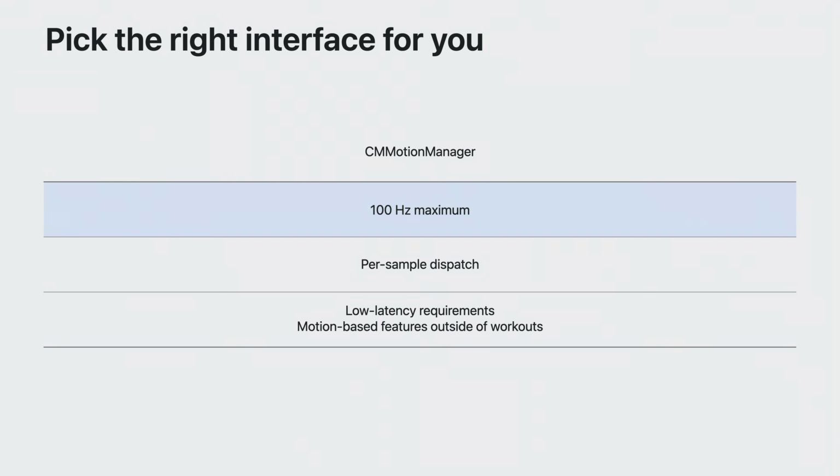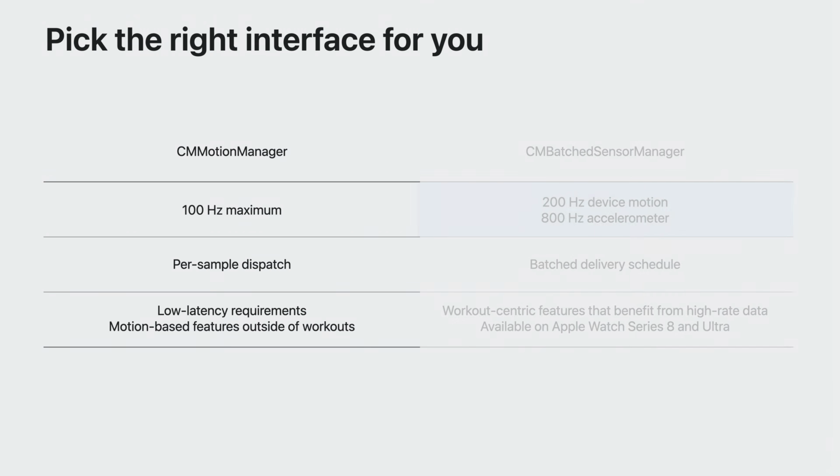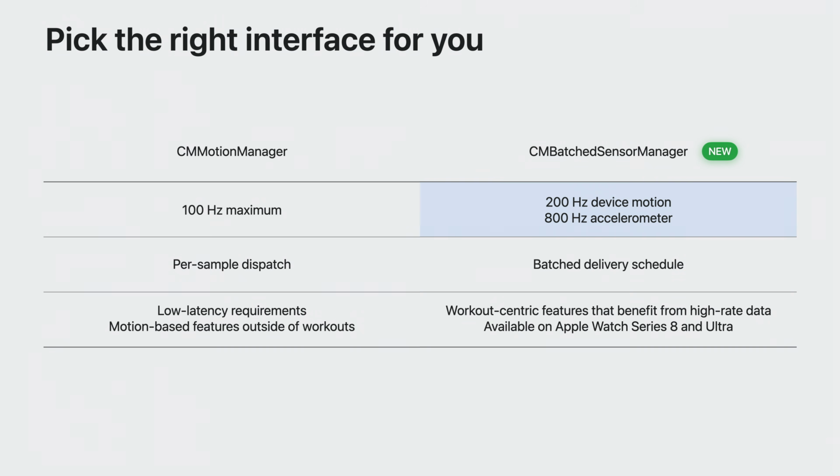To summarize, the same device motion algorithms provide data to you in a couple different ways. CM Motion Manager sends data at a maximum of 100 Hz on a per-sample basis. This makes it a really great choice if you have low latency requirements on a sub-second scale or have motion-based features outside of workouts. The new CM Batch Sensor Manager delivers data at higher rates, with caps of 200 Hz device motion and 800 Hz accelerometer on a batch schedule, delivering a batch of data per second. This makes it useful for workout-centric features that can benefit from high-rate data. It's available on Apple Watch Series 8 and Ultra.